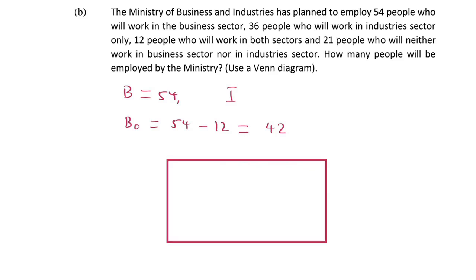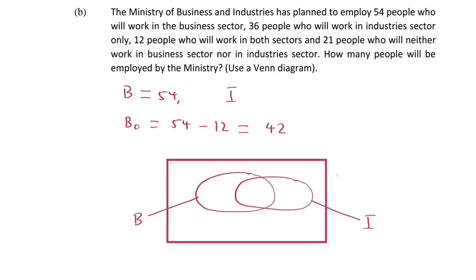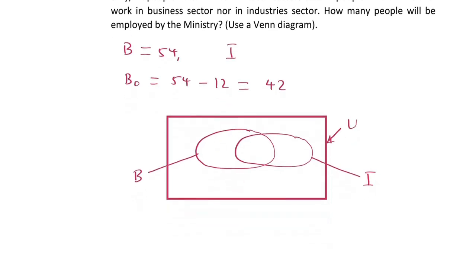We start by drawing a box, and our box is going to have 2 circles. The first one is for employees in the business sector, and the next one is for the industry sector. The box is our universal set. Next, we fill in the values obtained above. Here the value is 42, here is 12, here is 36, and those who work in neither are 21.